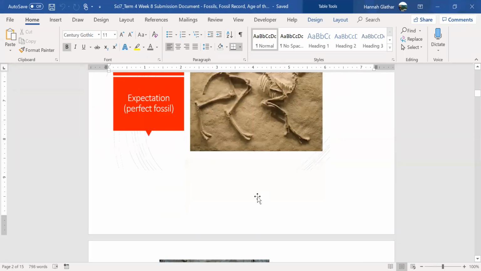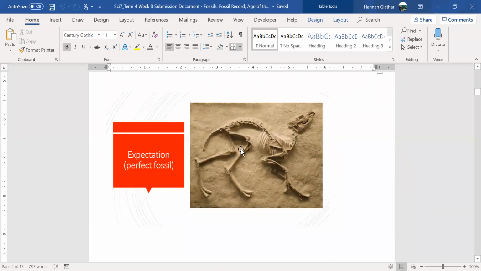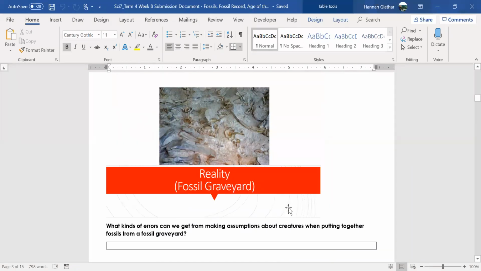And sometimes we do find it like that, and that's awesome. You could know that this fits there and this fits there. But when we find it like this, sometimes we have to make guesses about what goes where and what goes with what, and often there can be mistakes made. So, we have to be careful when making guesses about these kind of creatures.